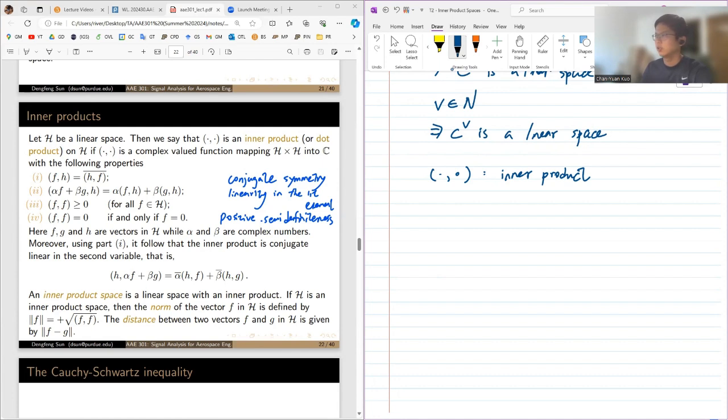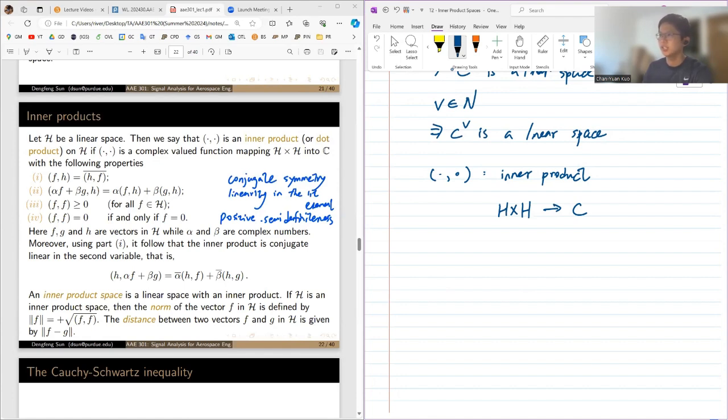Essentially, this is a complex valued function that maps any elements in H times H into the complex number set C. So essentially this means that this function will take two vectors in H as an input, and it will produce an output that is in the complex set. In order for this function to be an inner product, it will have to satisfy the following four properties.